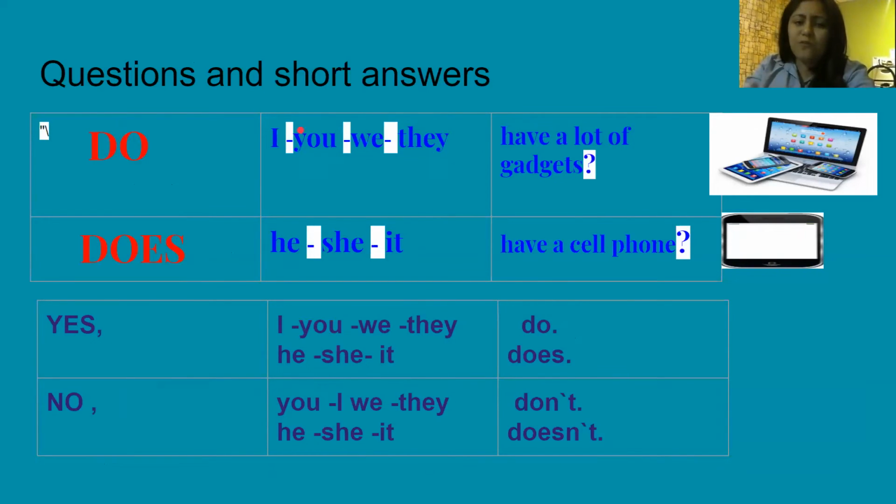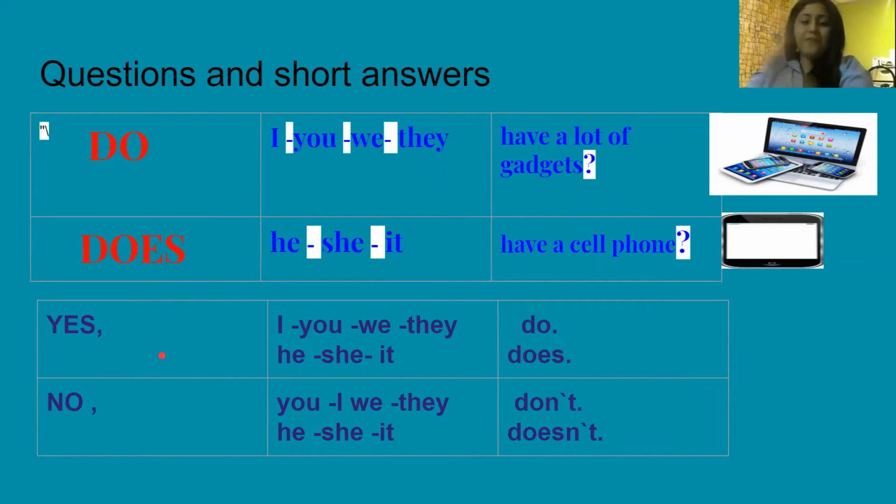Questions and short answers. For example, do you have a lot of gadgets? Do we have a lot of gadgets? Do they have a lot of gadgets? With does. Does he have a cell phone? Does she have a cell phone? Does it have a cell phone?